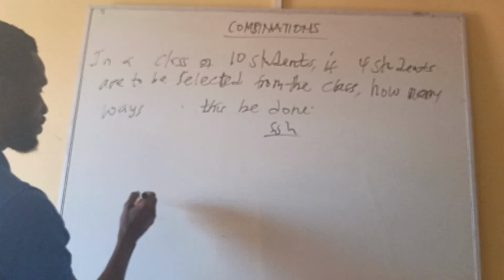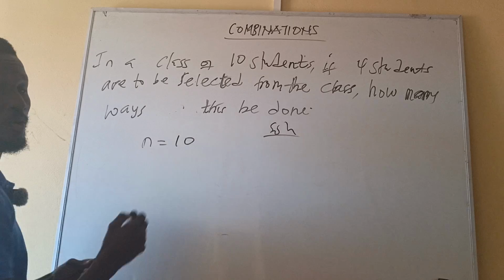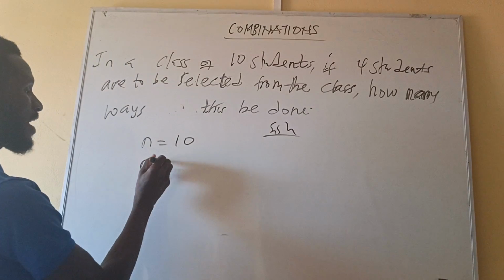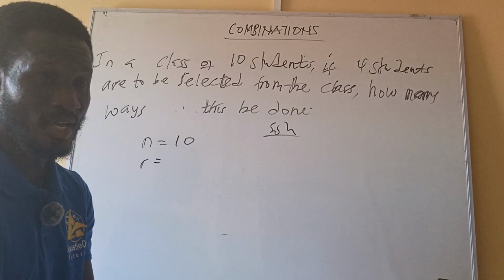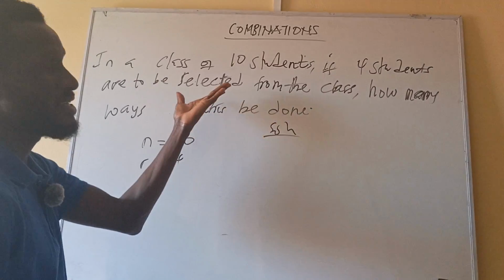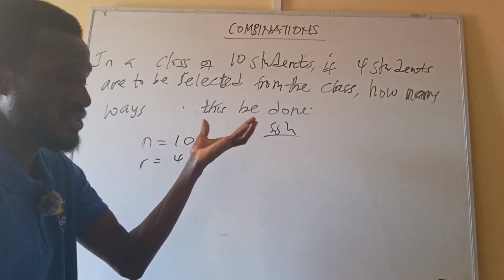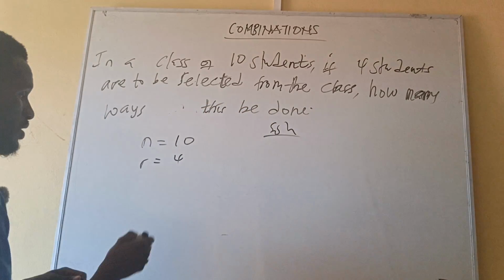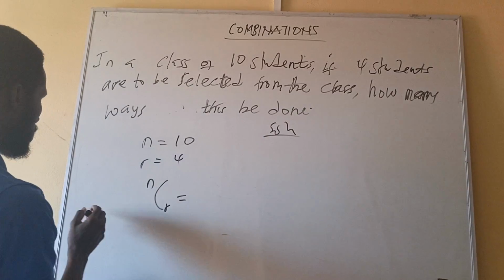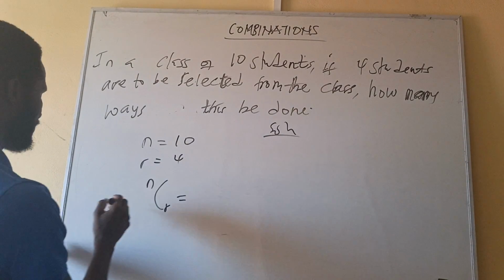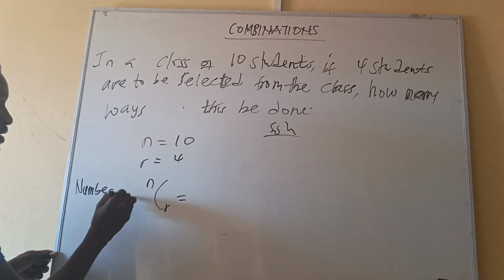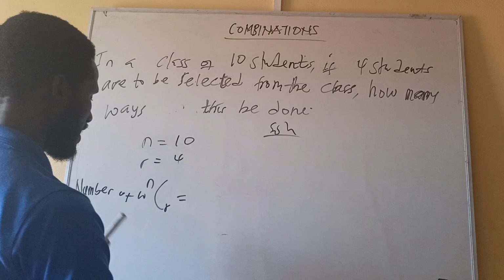Now, at this particular point, I have n equal to 10, representing the total number of students in a class. Then I will have r equal to the number of selection, which is 4. Since this one is about selection or choosing, I need to use combination. So this one is the same as n combination r. Here I'm looking for the number of ways of selection.